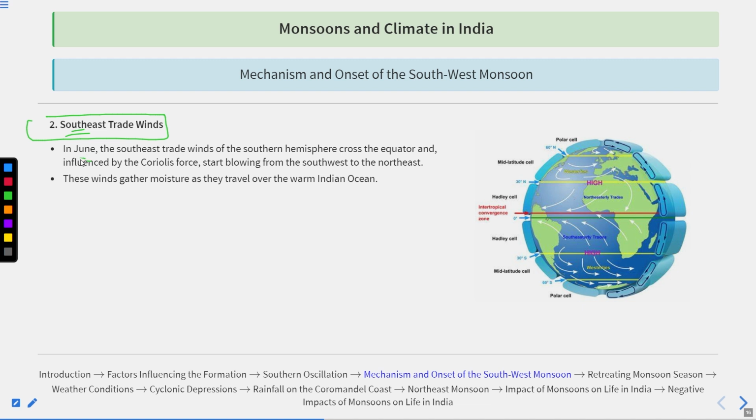Thereafter, the southeast trade winds. In June, the southeast trade winds of the southern hemisphere cross the equator, but they are influenced by the Coriolis force that is generated from the rotation of the Earth. Because of this, they start blowing from the southwest to the northeast. These winds gather moisture as they travel over the warm Indian Ocean to the Indian land because of the differential heating of land and sea.